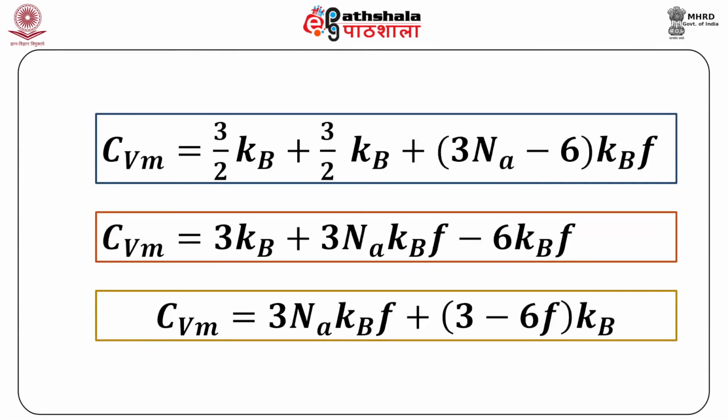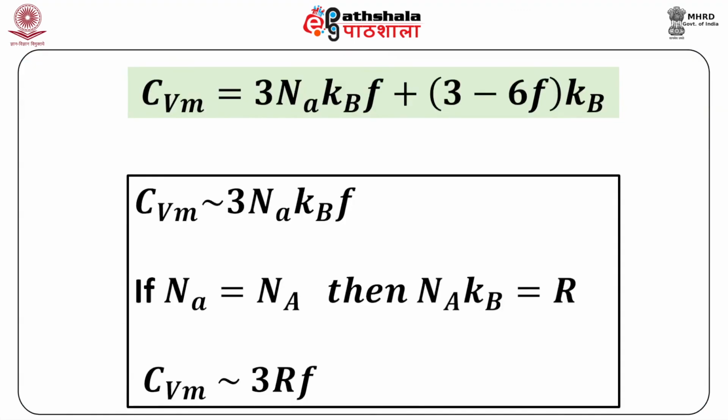Now we can further look into this equation and notice the following. As you see here in equation 7, Cvm, the molar heat capacity, now becomes 3kB plus 3Na kB f minus 6 kB f. We have opened the brackets and this is what we get. And this further simplifies to 3Na kB f plus (3 minus 6f) kB. This is how the simplified form looks.